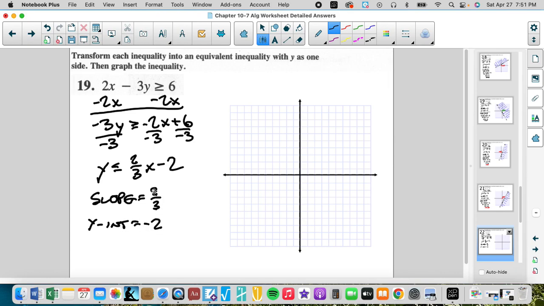Remember, slope is rise over run. So we're going to rise +2. We're going to run +3. But first, we're going to plot our y-intercept at -2. Rise 2, +2 is up 2, +3 is right 3. Up 2, right 3.